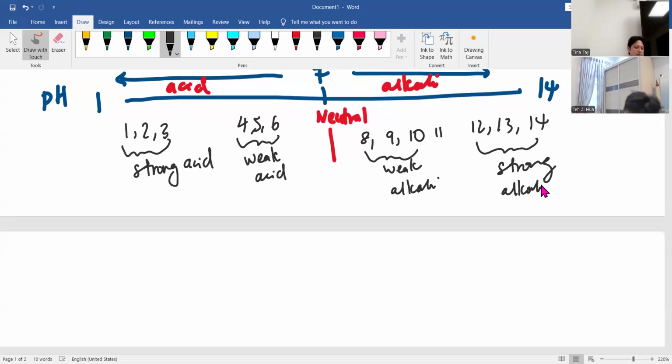But if the question asks you what is the pH for strong acid, always say pH 1. What is the pH for weak acid? Always use pH 6. Don't go and find the numbers in between. If they ask what is a weak alkali, use pH 8. What is a strong alkali, use pH 14. So just use the most extreme one.